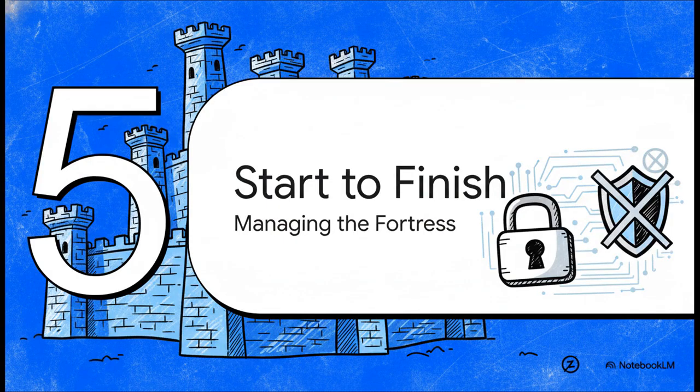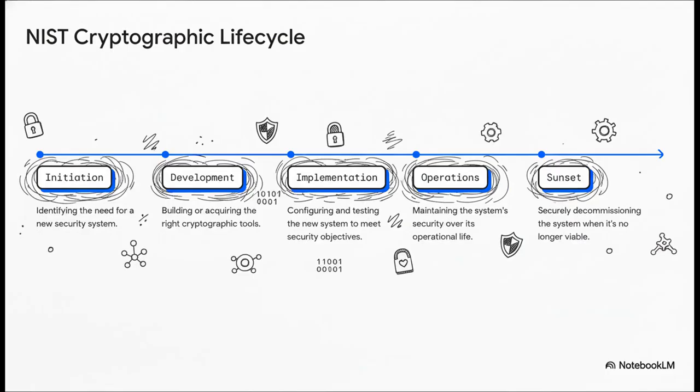But here's the thing about a fortress. It's never really finished. It has to be constantly maintained, repaired, and updated to deal with all the new threats that are always popping up. Security isn't a one-and-done project. It's a life cycle. The U.S. National Institute of Standards and Technology, you'll hear them called NIST, they define this life cycle in 5 stages. You start by identifying a need, then you build or buy the solution, you implement it, you operate it, and, this part is key, you have a plan to securely retire it when it's old and no longer safe.